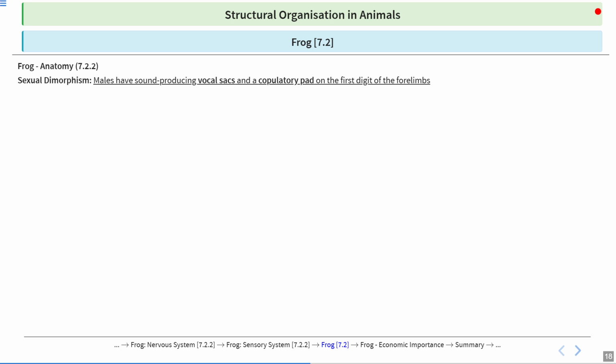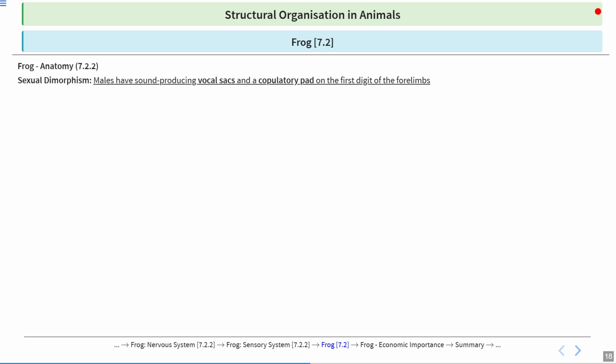Right? So you just have to see if the frog is producing sound from the vocal sac. The male has the vocal sac. The male can produce the sound. And why are they producing sound? They are producing sound to attract the female, right? They attract the female and the female comes to them, and then they can go for the process of reproduction, right? So the vocal sac is present in the male.